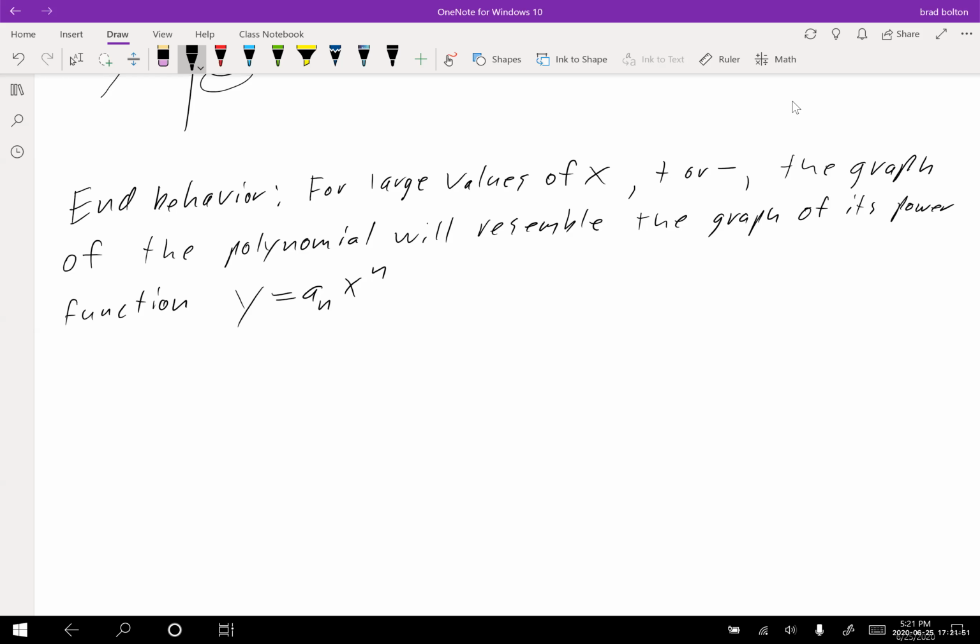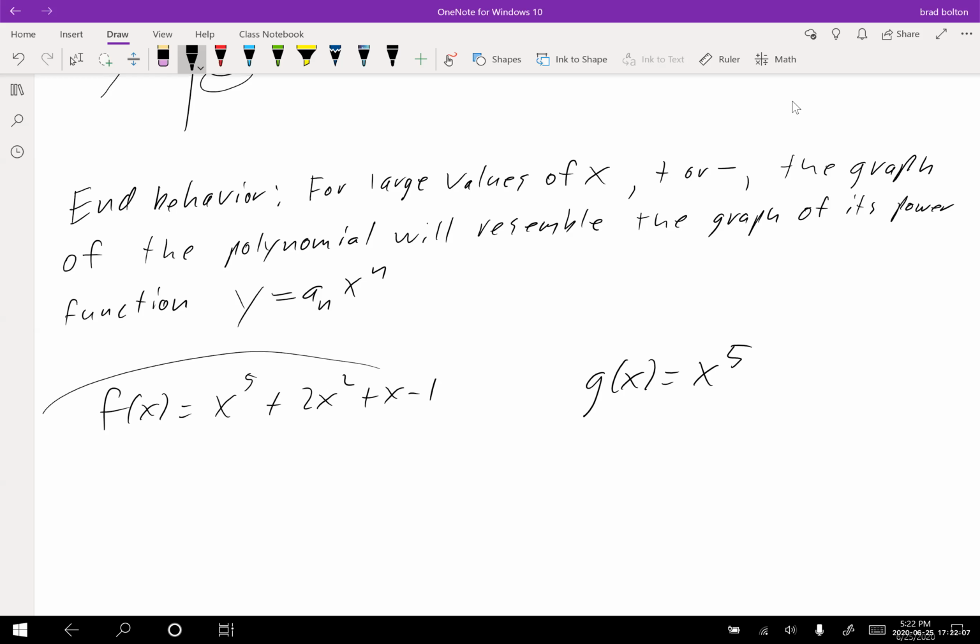So just like if I had f of x equals x to the fifth plus 2x squared plus x minus 1, and then over here I had g of x equals the power function x to the fifth, okay? What this is saying is the way that this function behaves at the end of the day, okay? So I'm going to graph x to the fifth on my calculator. Y equals x to the fifth plus 2x squared, plus x minus 1.